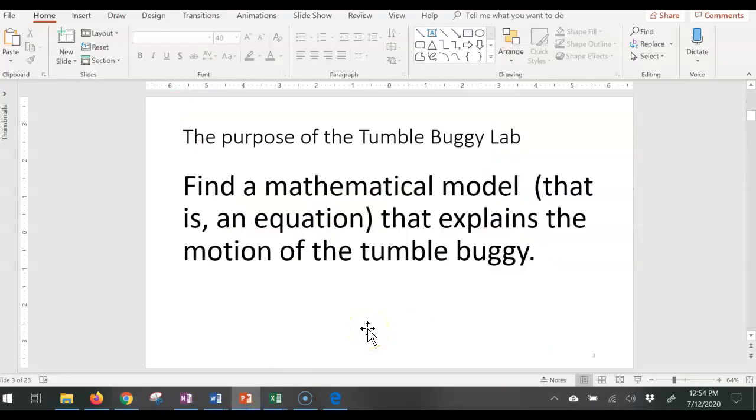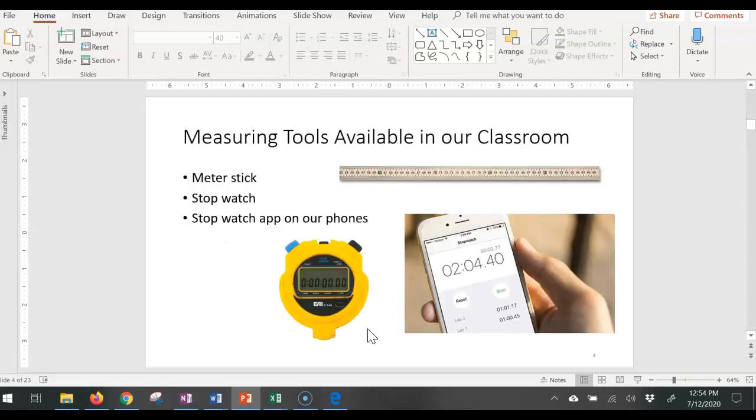Okay, so our goal again is to get some data and try to make a linear mathematical model that will explain the motion of the tumble buggy. Now, we're limited in the type of tools that we have. In our classroom, we're going to be using meter sticks and stopwatches. An alternative to the stopwatch is to use the stopwatch on your phone. Either of those are probably comparable. So our tools are not very sophisticated.